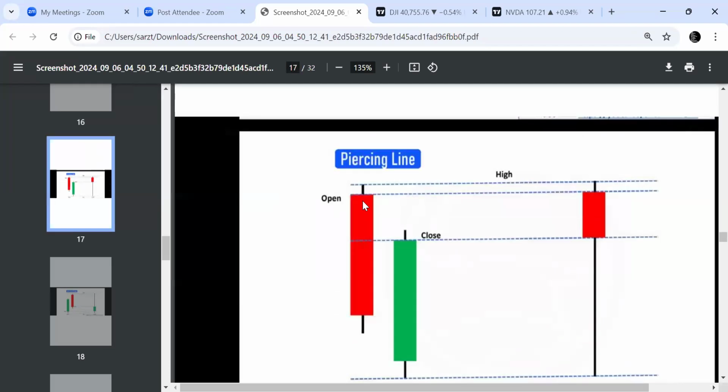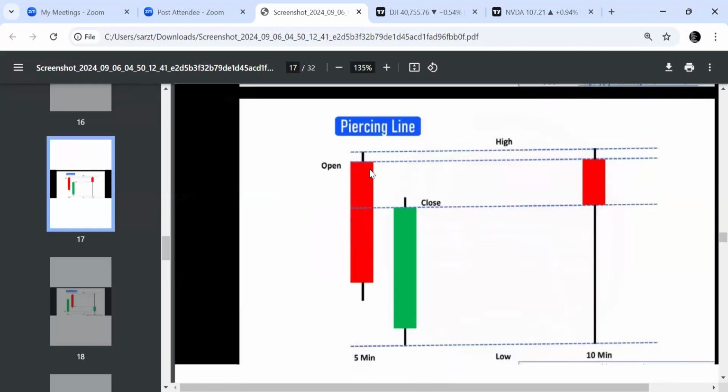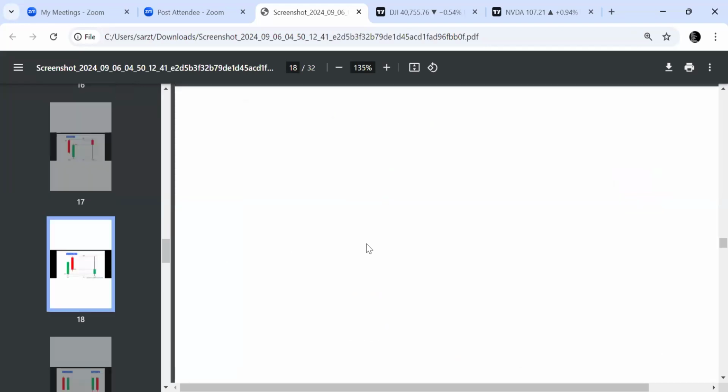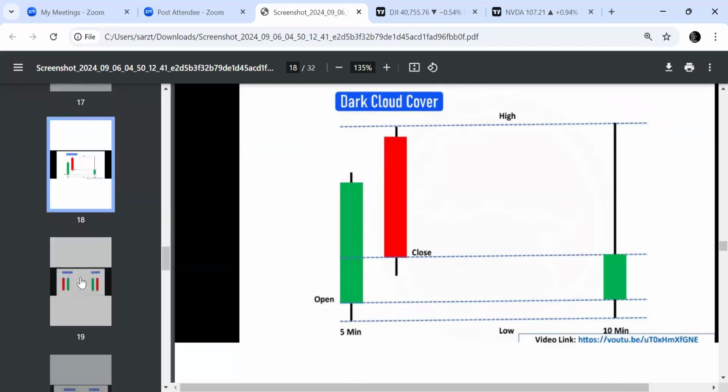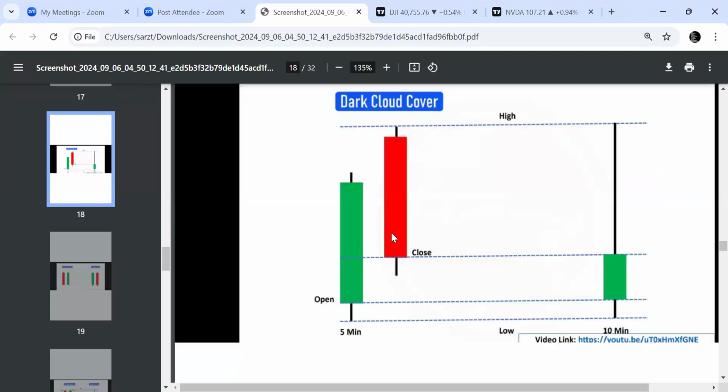Again, if we see the piercing line on, let's say, a 5 minute time frame, in the 10 minute time frame we will see a hammer. Again, it indicates bullishness, and the same with dark cloud cover. If we see the dark cloud cover in the 5 minute time frame, for example, in the 10 minute time frame we'll see a shooting star. So the concept is the same again. In lower time frame candles, it will be more confusing, but if you check the high time frame candles, we can get more clarity and it will be easier to see.